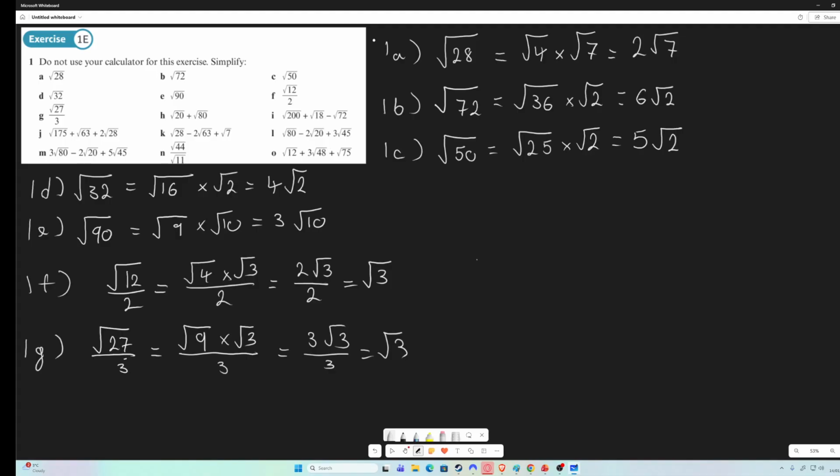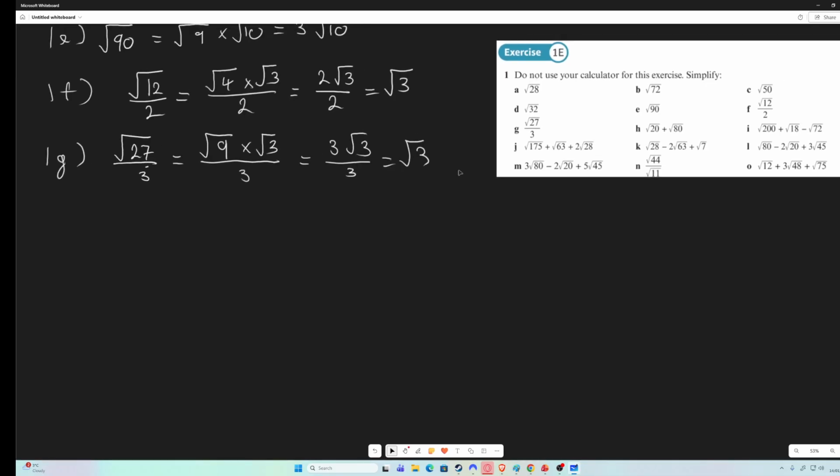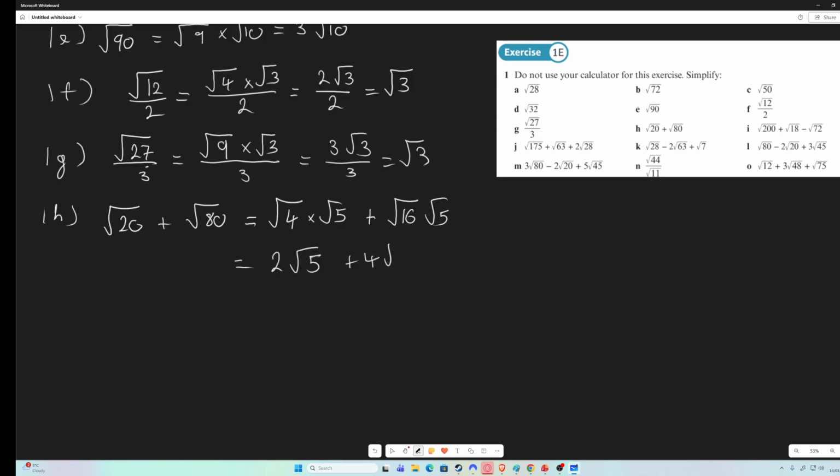1h, we have root 20 plus root 80. So what we could do is say that it is root 4 times root 5 plus root 16 root 5, so that's 2 root 5 plus 4 root 5, so that is 6 root 5.